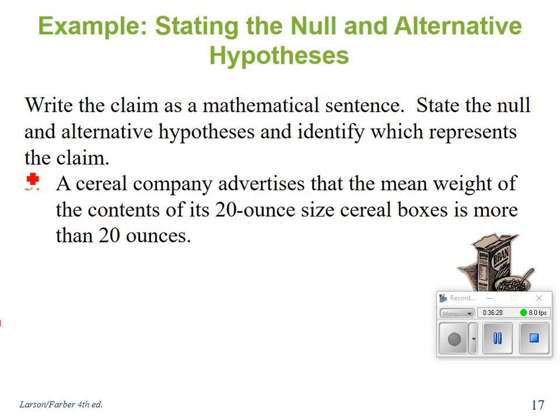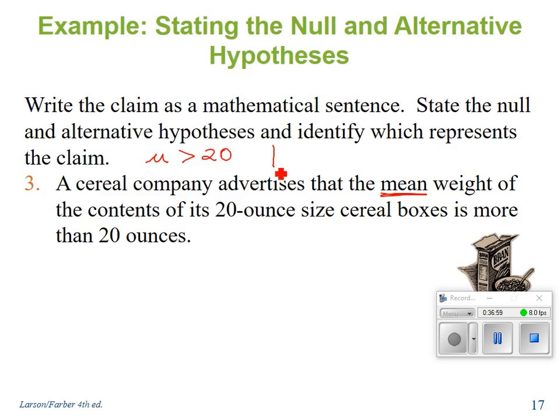A cereal company advertises that the mean weight of the contents of its 20-ounce size cereal boxes is more than 20 ounces. So their claim this time, it's more than 20 ounces. So that's mu, because we're dealing with mean again. What symbol am I going to use this time if it's more than 20 ounces? Greater than, right? Just greater than 20.